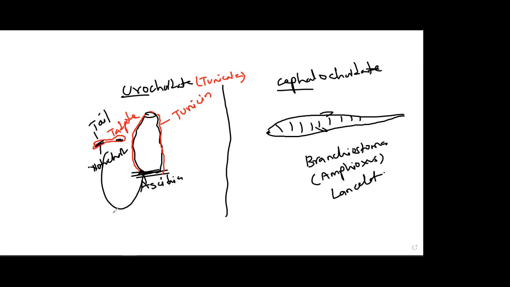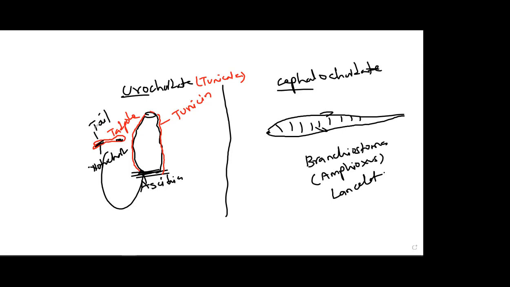So we cannot confirm a urochordate as a chordate simply by looking at the adult. Why? Because the adult does not have any chordate features. And how can you confirm this is a chordate? Simply by looking at the larva.